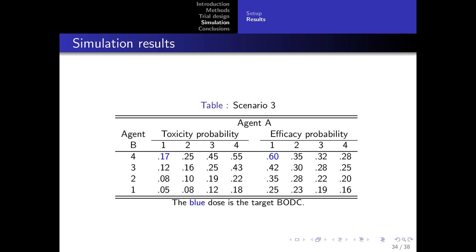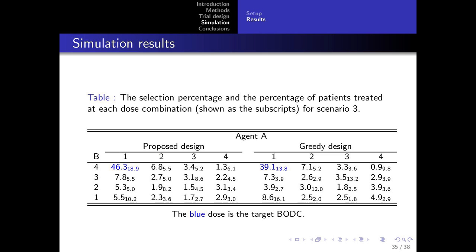Page 34. This is another scenario. In this scenario, the toxicity is monotonically increasing with the dose, and the efficacy is non-monotone. This may happen in some cases. Again, the target dose is the one on the left corner, the blue one. Page 35 shows very similar results. The proposed design performed much better than the greedy design and has a higher percentage of patients assigned to that dose.